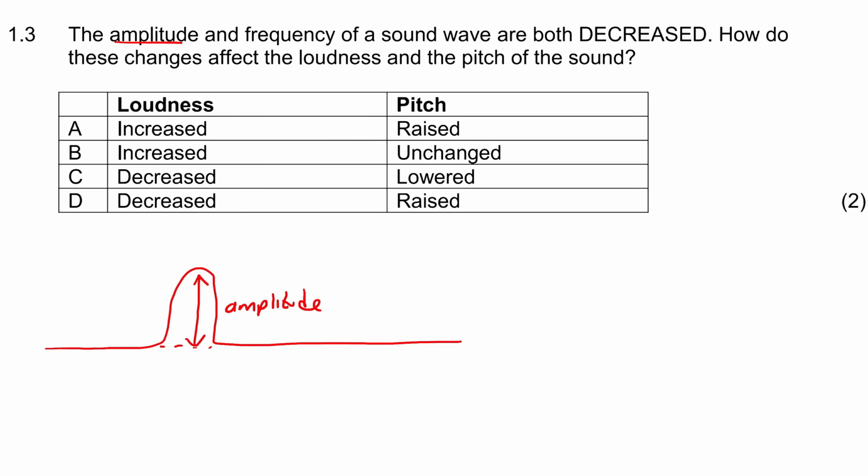Now, when it comes to sound, the amplitude affects the loudness of a wave. So the higher the amplitude, the louder, and the lower the amplitude, the quieter. Okay, so it affects loudness. So if the amplitude of a sound wave is decreased, well, then the loudness is also going to decrease. So this cannot be the answer, and this cannot be the answer. Okay, so the answer is either going to be C or D.